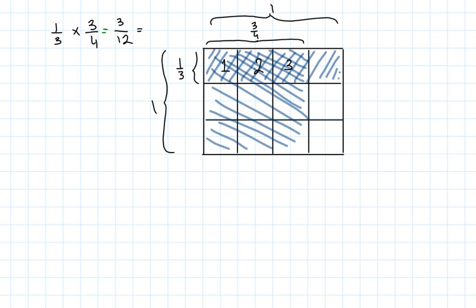Always try to see if you can simplify this further. Both 3 and 12 are divisible by what number? A lot of people would say they're divisible by 3, and if they do, they're correct. 3 divided by 3 is 1. 12 divided by 3 is 4. So 1/4 is your final answer.